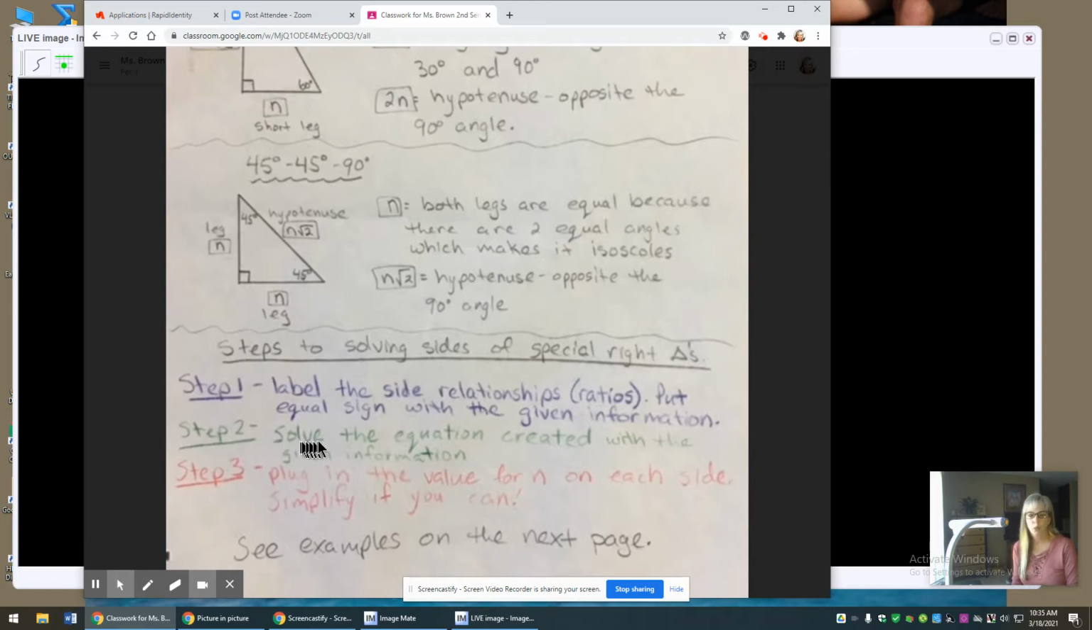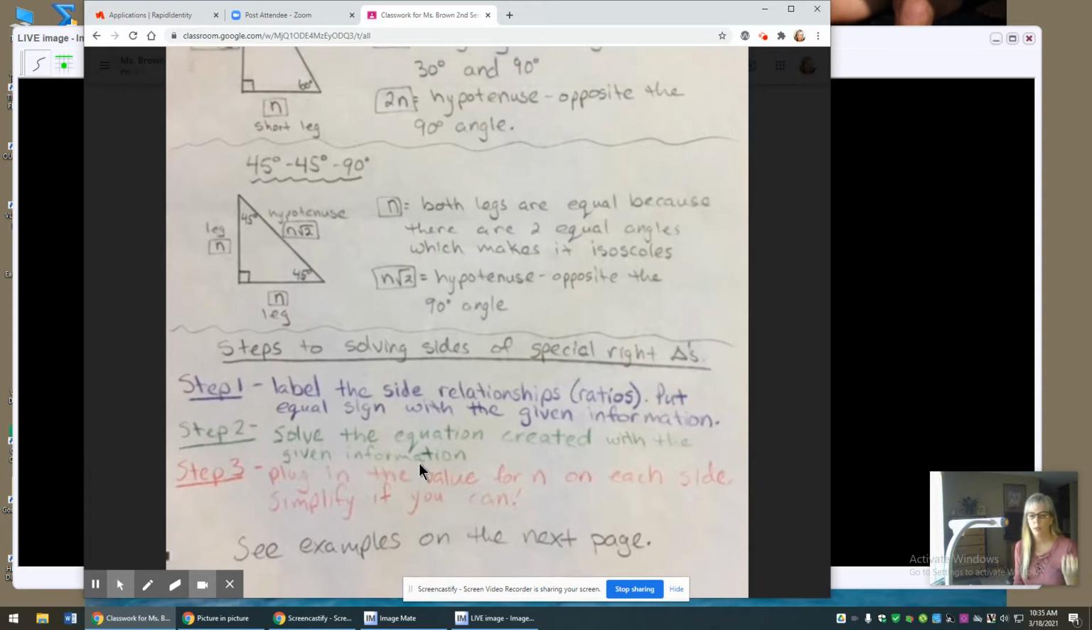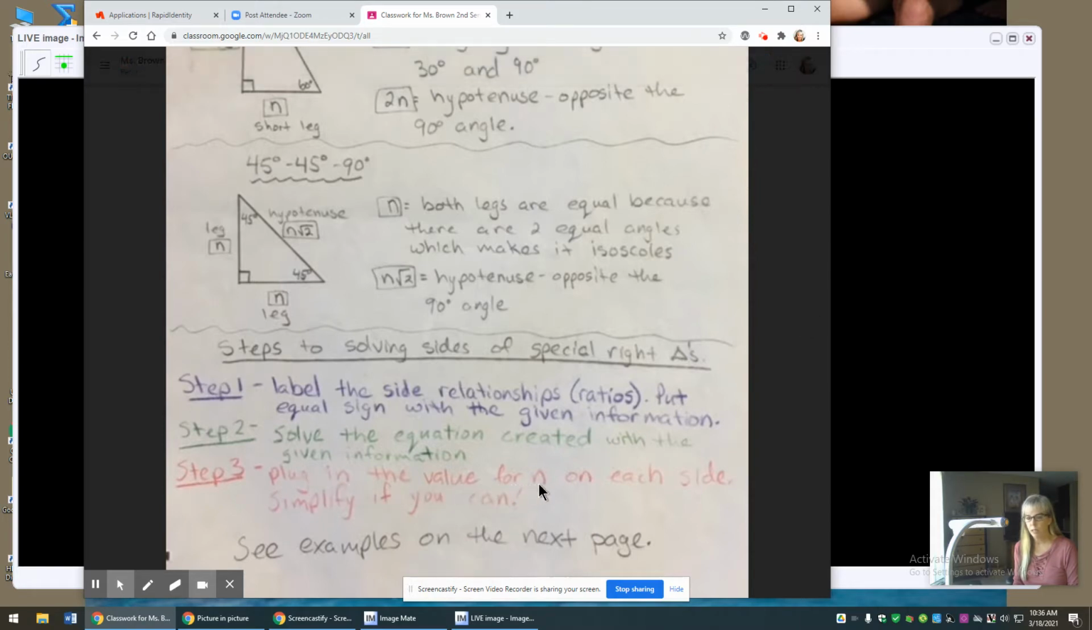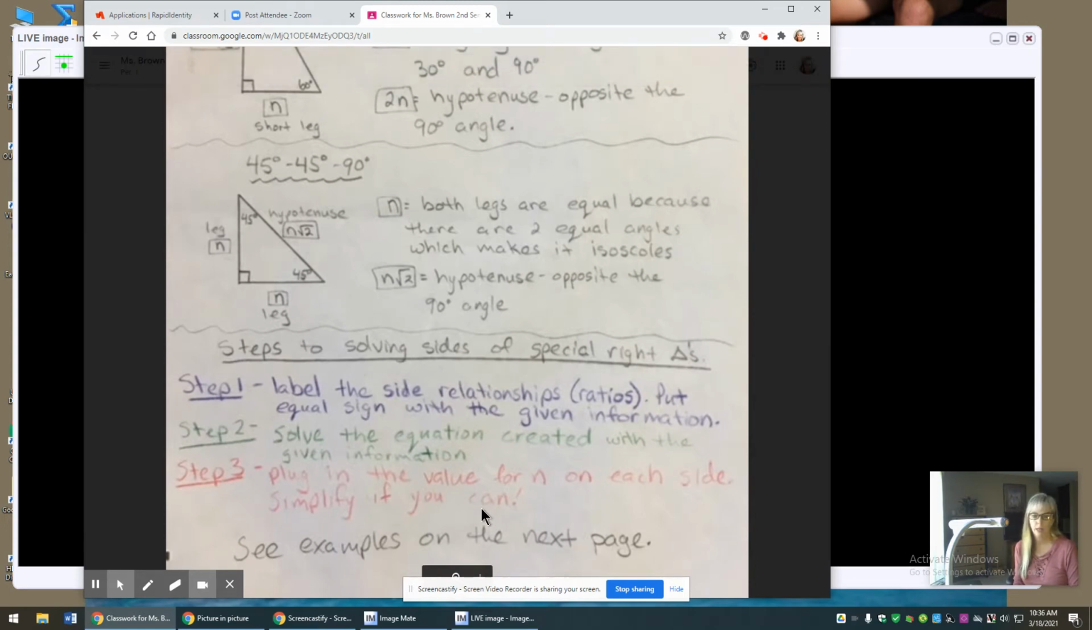Step 2, we solve for n. I should have written for n. Solve for n in the equation that we created with the given information. You're going to see what I mean by that as we do the problems. Step 3, we plug in the value for n that we got in step 2 on each of the other sides, and then simplify if we can or if we need to. It might just be the answer right there, or we might have to do a little calculating or simplifying.